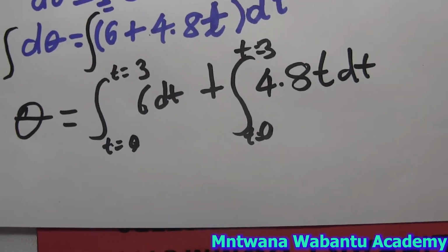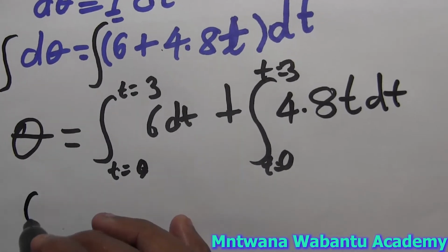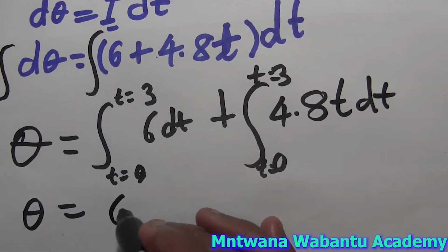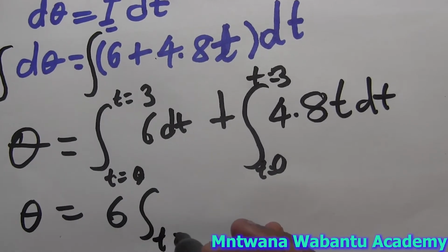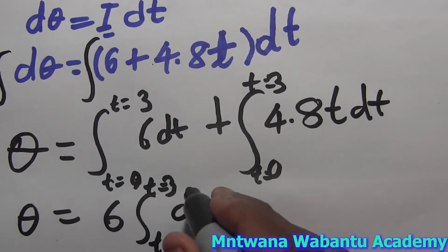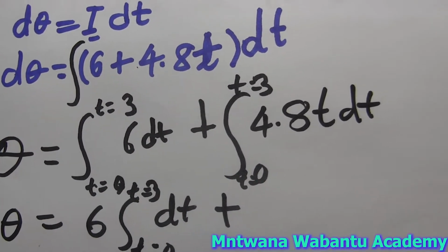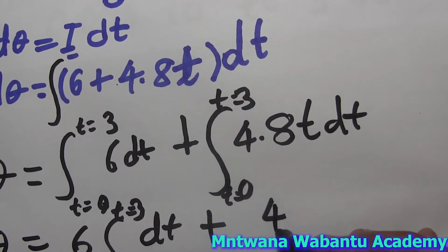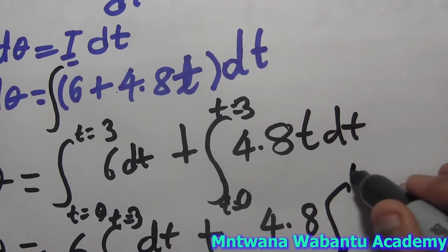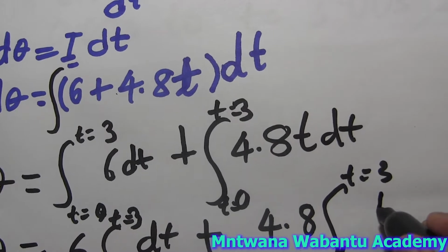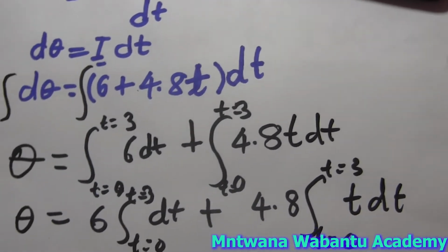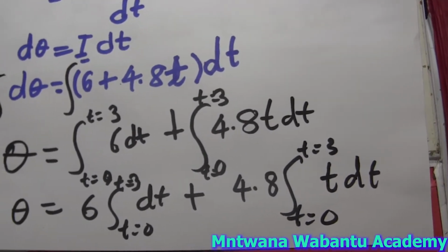Six is a constant number, so in the integral you can take it out. So this is 6 times the integral from 0 to 3 of dt. With the plus, we do the same thing: 4.8 goes to the front, and then the integral from t equal to 0 to t equal to 3 of t dt. So now, easy, let's go.